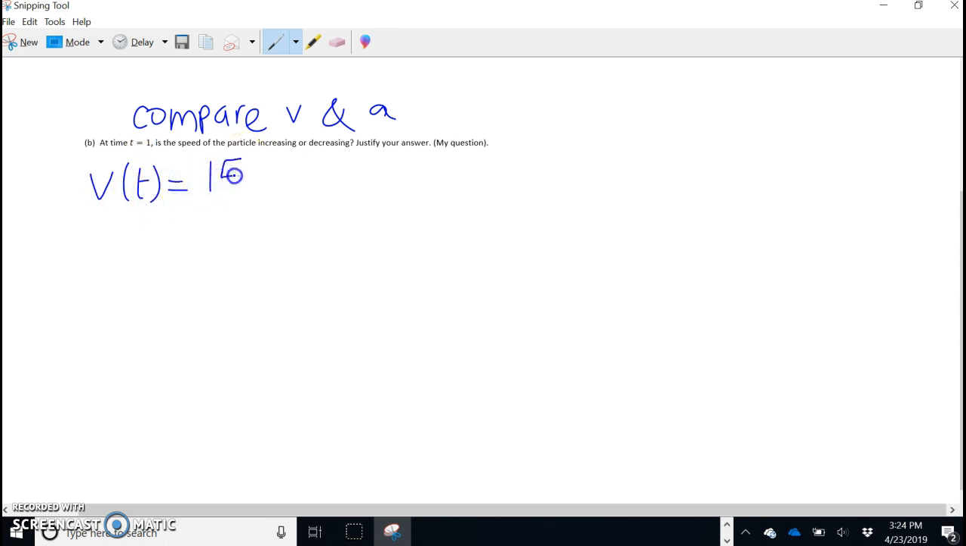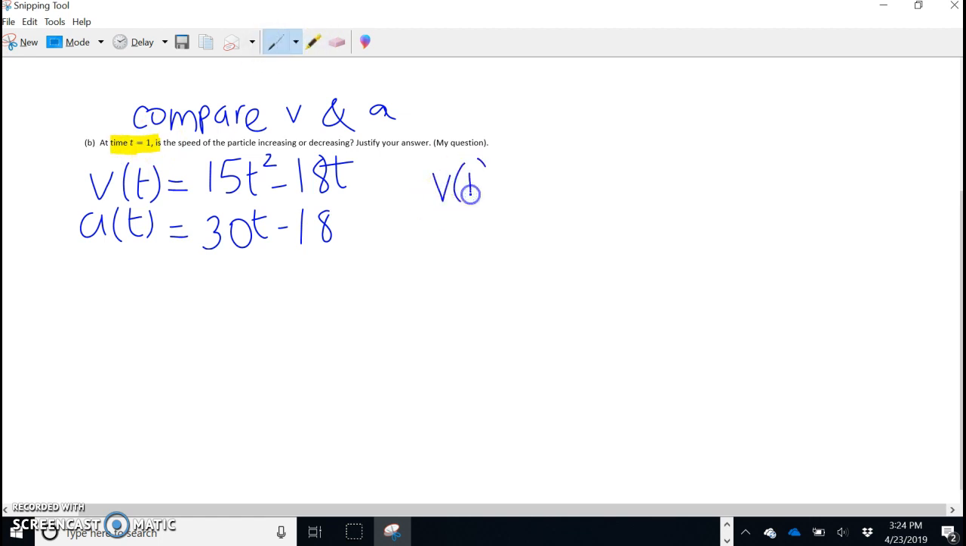v of t was 15t squared minus 18t, which means a of t, with more power rule, is 30t minus 18. So those functions are really helpful, but remember what I want to do is think critically about what's happening at t equals 1. So I'm going to find v of 1, which I think I just did in the previous problem. That was -3. And a of 1 is going to be 30 times 1 minus 18, or 12.